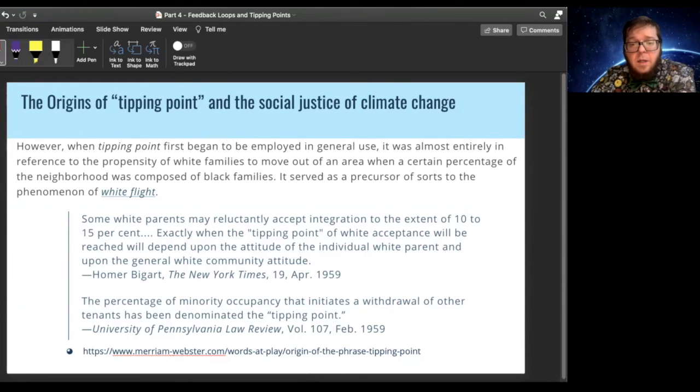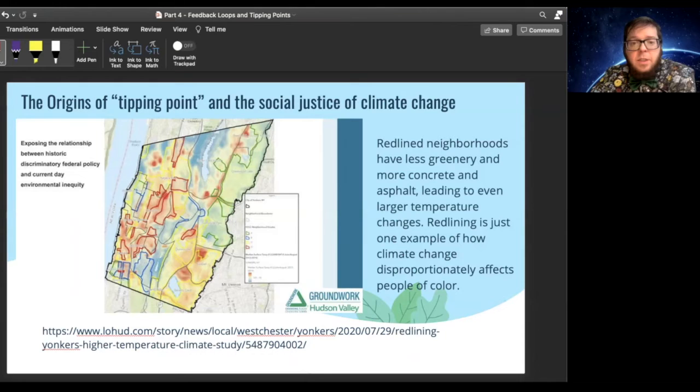And they give a couple of contemporary quotes here, both of which happen to be from 1959. They had two others as well, which I'm sure even those four were just a limited sampling of their indexing. But there are a great many contemporary quotes referring to tipping points of white acceptance, right? Or the percentage of minority occupancy that initiates a withdrawal of other tenants has been denominated the tipping point. So I think it's important to recognize this, because this very phenomenon of economic segregation of neighborhoods leads to another climate phenomenon, which is to say redlining.